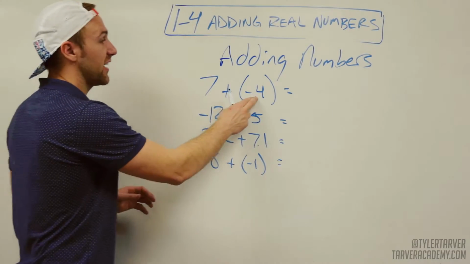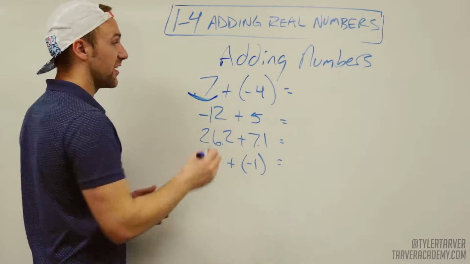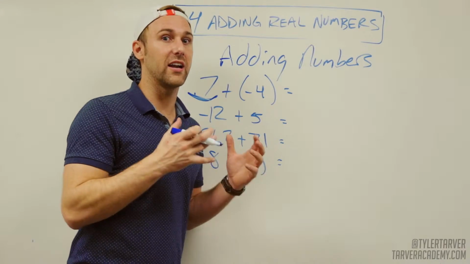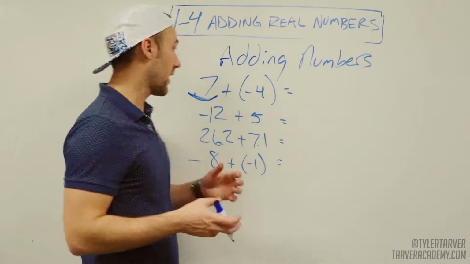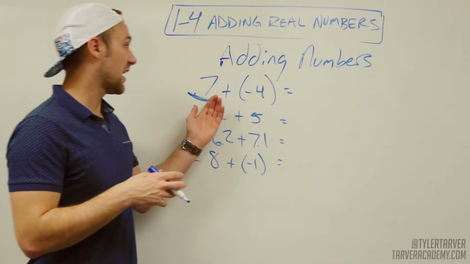So 7 plus negative 4. Which one's bigger? This little guy, the 7. 7's a positive, so I know my answer is going to be positive. So if I worked it and I got a negative number, I did something wrong, okay? So we got 7 plus negative 4, which is essentially 7 minus 4.